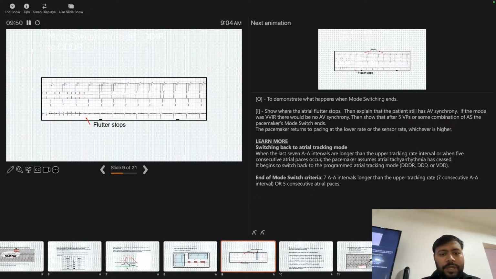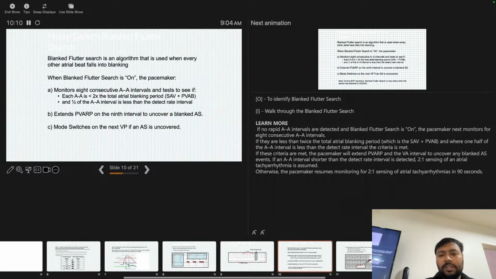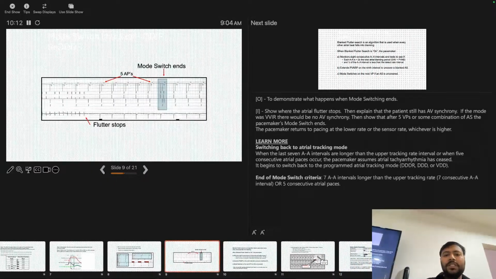Here there is one schematic diagram for an atrial flutter, and you can see the device mode switch happened. After that the flutter stops here. Then the device has continuous atrial pacing of 5 beats. After that you can see MS, so the mode has been switched, and the normal programmed mode resumes. Mode switch ends. So this is all about mode switch.